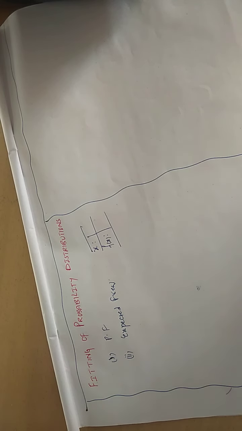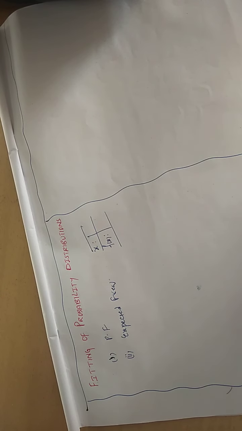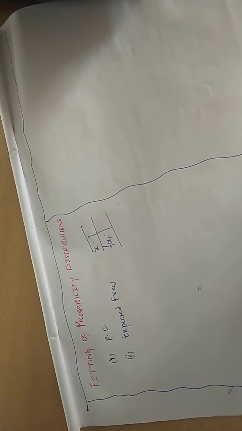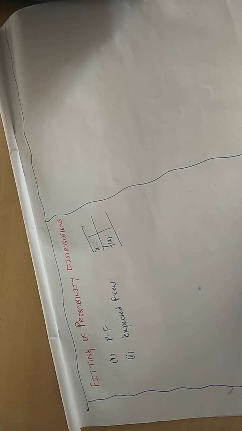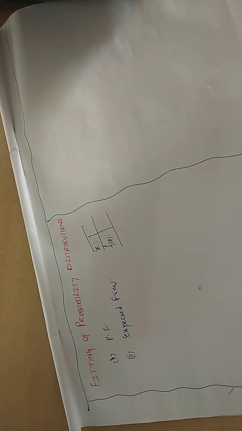Now what do we mean by fitting? Fitting of a probability distribution to a series of data concerning the repeated measurement of a variable phenomenon is known as probability distribution fitting, or simply distribution fitting. That is the textual definition. But in layman's words, what do we mean by fitting?